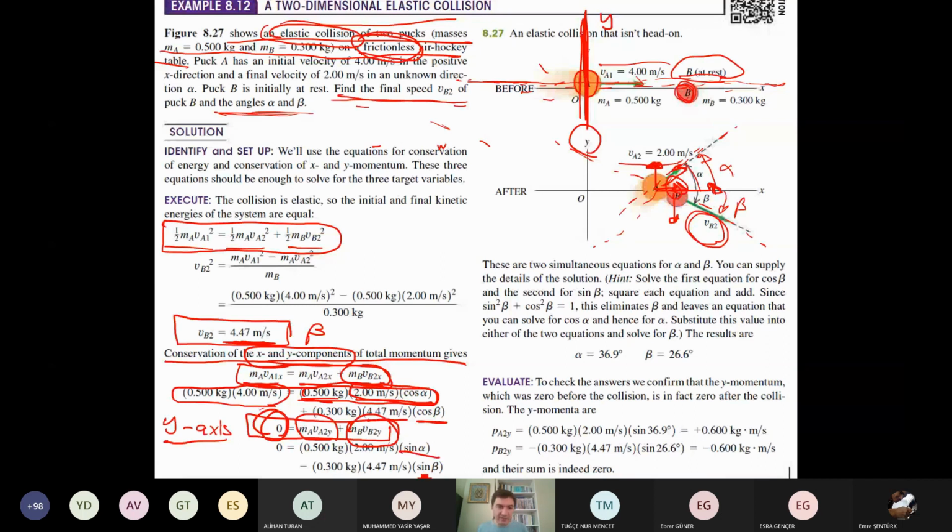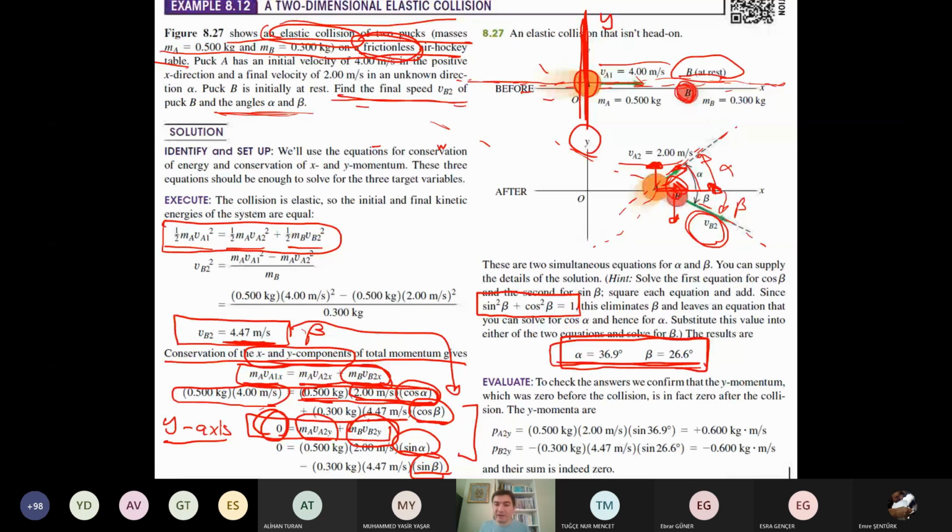Here I have cosine beta, here I have cosine alpha, here I have sine alpha, sine beta, and if you use these two equations, and also if you use information here, then you can calculate alpha and beta angles. You will use this expression: sine squared beta plus cosine squared beta gives us 1. If you apply this rule from mathematics, then you can calculate this alpha and beta. This is the solution of this problem, a two-dimensional elastic collision.